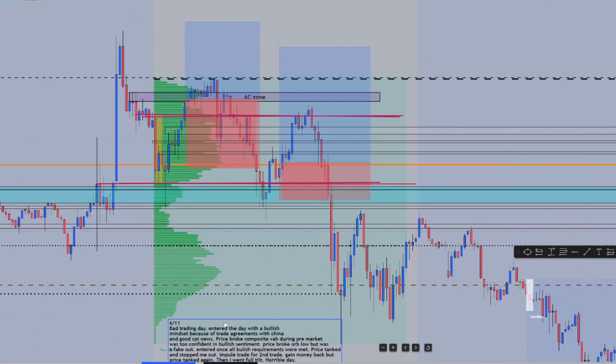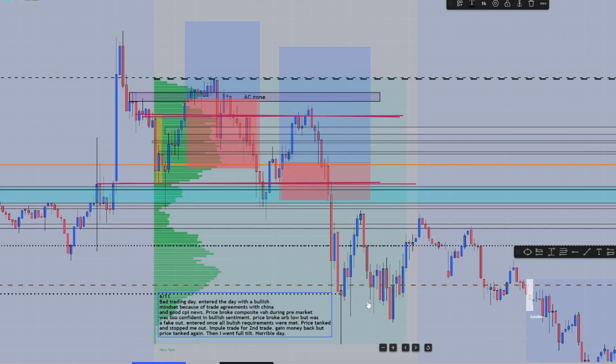All right, so this is from the 11th. Bad trading day. Entered the day with a bullish mindset because of trade agreements with China and good CPI news. Price broke composite value area high during pre-market. I was too confident in bullish sentiment. Price broke below, but it was a fake out. I entered once all bullish requirements were met. Price tanked and stopped me out. Impulse trade for second trade. Gained my money back, but price tanked again. Then I went full tilt. Horrible day. Those are real notes, bro. That's real.